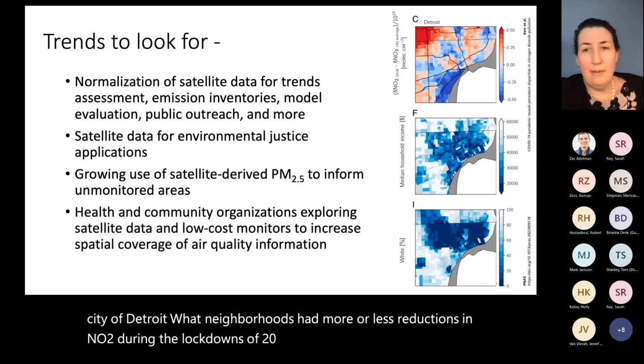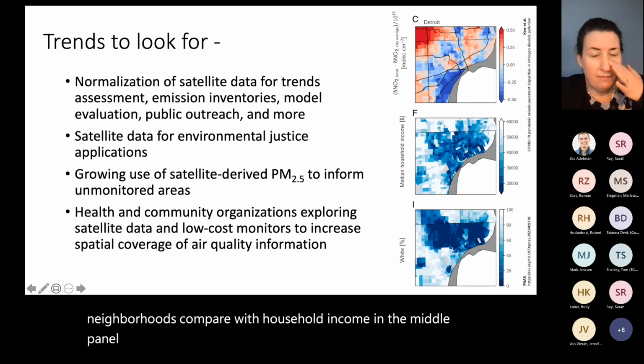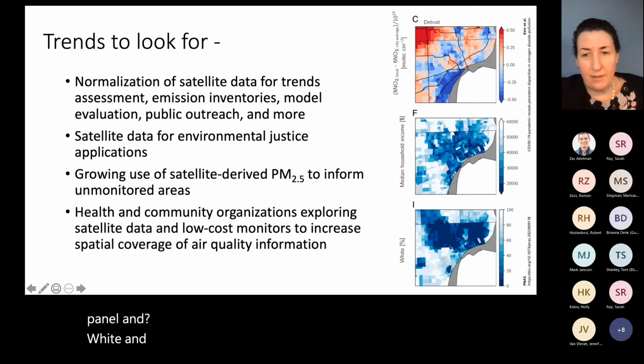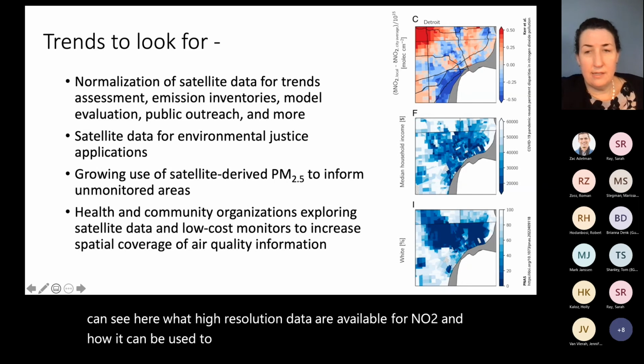And how do these neighborhoods compare with household income in the middle panel and white and non-white populations in the lower panel. So I think you can see here what high resolution data are available for NO2 and how it can be used to analyze trends and patterns within a city.